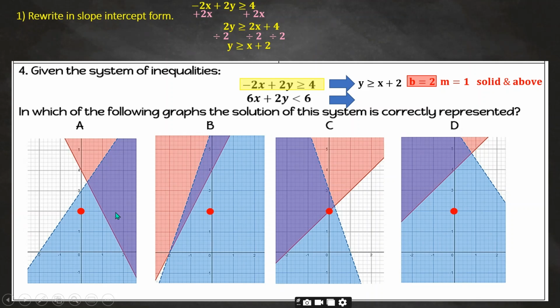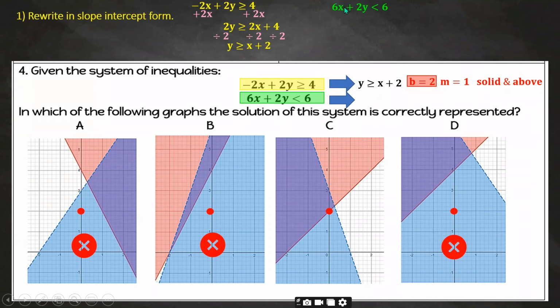You'll notice just by looking at the y-intercept for that first equation, I have eliminated graph A, B, and D because the y-intercepts are wrong for all of the other lines. Now, in case that doesn't happen on the test situation, we do want to be able to rewrite this second equation in slope-intercept form as well.